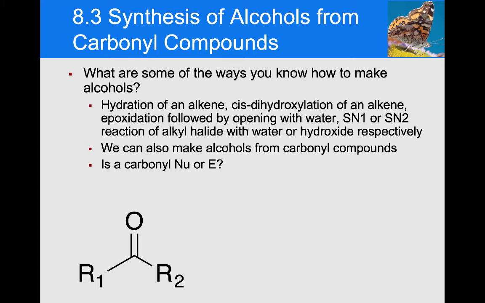So what we know so far from previous chapters is, if I want to make an alcohol, I can make that alcohol from either some reaction involving an alkene or some reaction involving an alkyl halide. So we know that already. And what we're going to go over now is how we can make alcohols from carbonyl compounds.